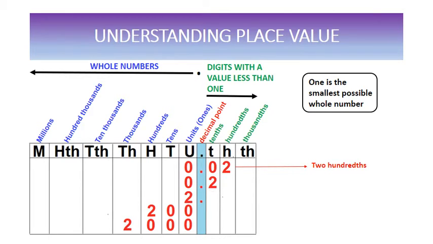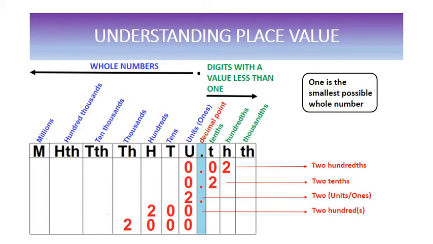So the first number represents, if you look at the column headings, 2 hundredths. The next one, 2 tenths. The next one is 2 units, or ones. We simply call that 2. The next one, 200, because the 2 is in the hundreds column. And the last one, 2000, because the 2 is in the thousands column. Now, if the 2 was in the tens column, that would represent 2 tens, but we would also call that 20.